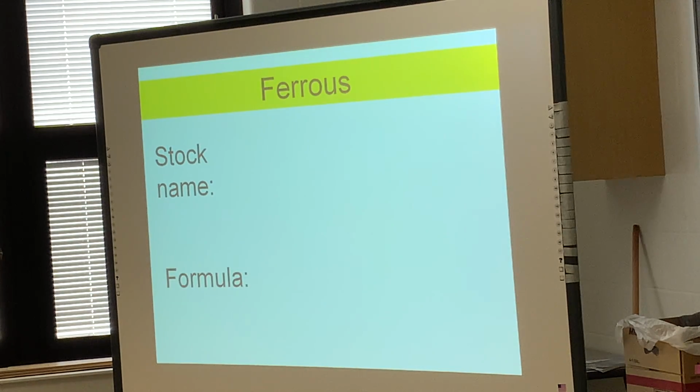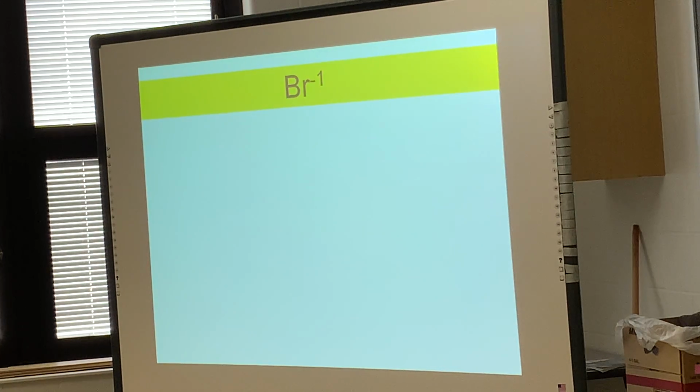Two charges for iron? Plus 2, plus 3. This is ous, so which one is this? Fe plus 2. This is the lower charge. Good. Iron 2. Br negative 1? Bromide. Good.